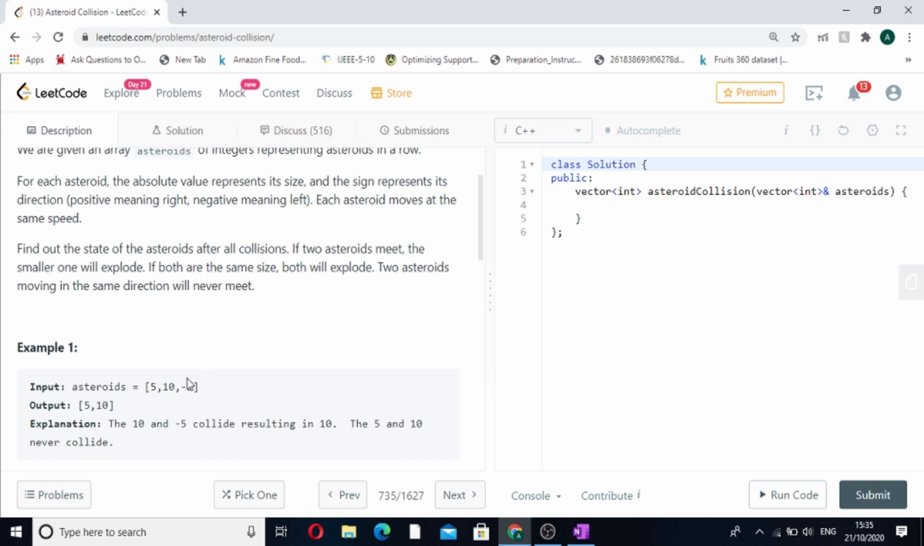And likewise, if two asteroids collide and they are of the same mass, then both will get exploded, and then we have to return the result of the remaining asteroids.